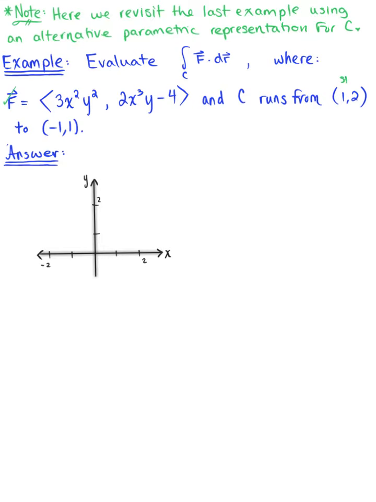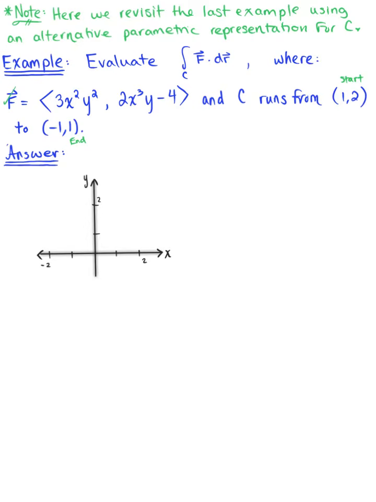So this again is our starting point to the point negative 1, 1. So this is where that curve ends. And it's important to make note of the start and finish so you can indicate the orientation of the curve. So let's start by sketching our curve C.